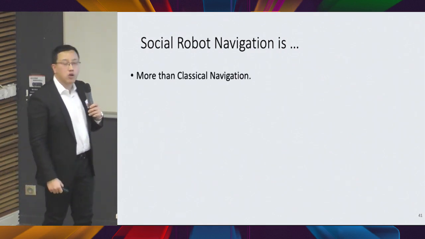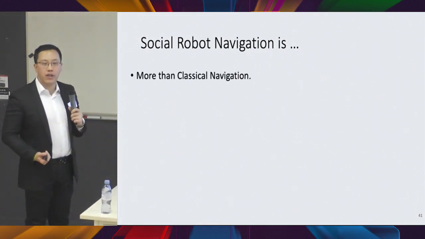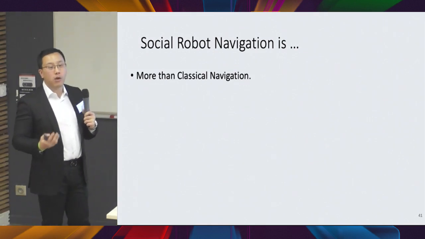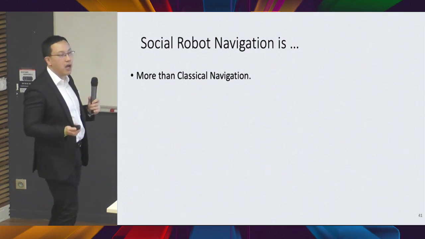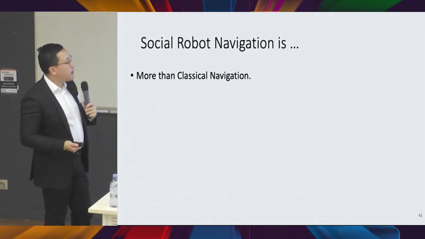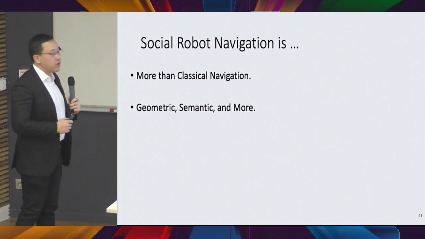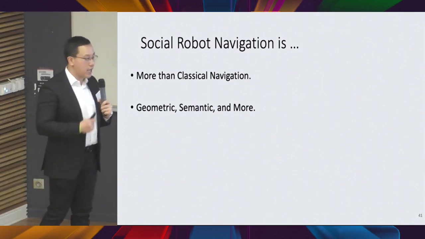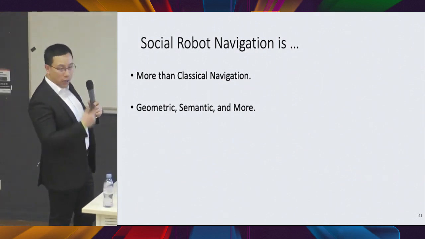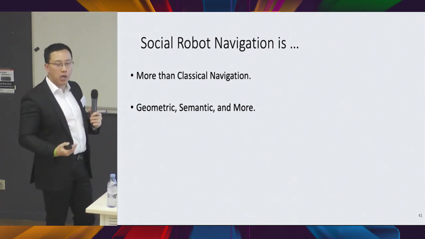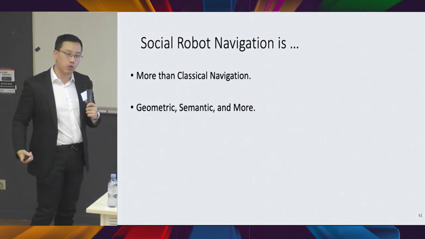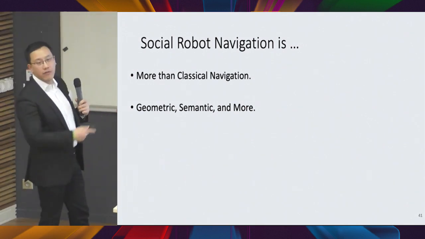First, social robot navigation is more than classical navigation. I think most of you would probably agree with me, because that's the reason why we study social navigation in the first place. It's not just obstacle avoidance anymore. Second, social robot navigation is not only geometric, not only obstacle avoidance and getting to the goal, but also semantic. We need to observe social compliance. We need to look at the underlying social norms.